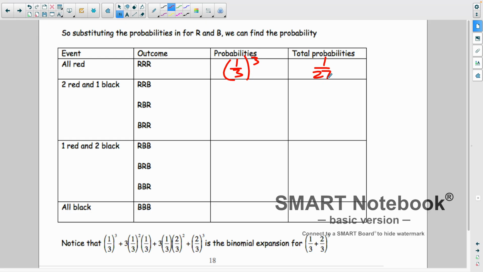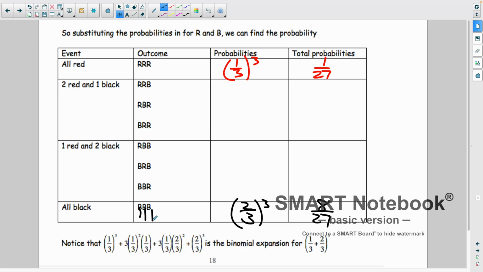Okay? I'm going to jump to the bottom. What's the probability of getting a black? 2/3. So to get all three blacks would be 2/3 cubed. 2 times 2 times 2 is 8. 3 times 3 times 3 is 27. Does that cube come from how many times you rolled it? Yes. Because I'm doing 2/3 for the first one, 2/3 for the second one, 2/3 for the third one.